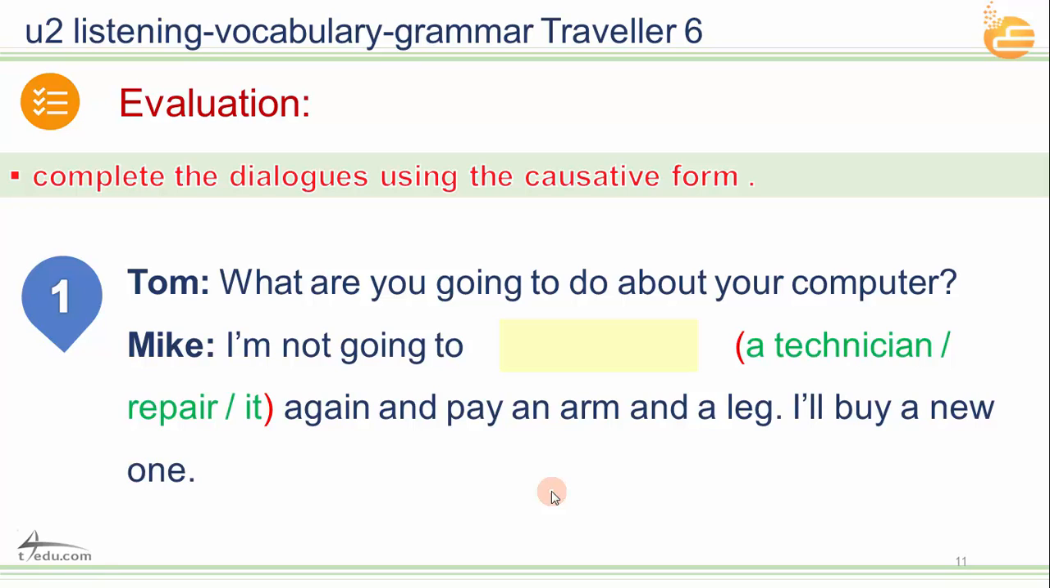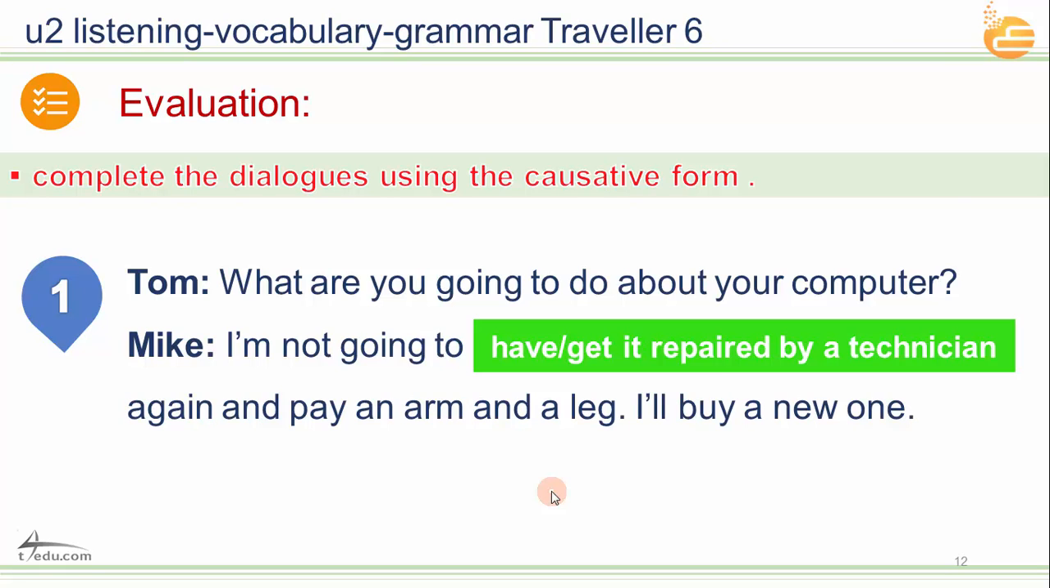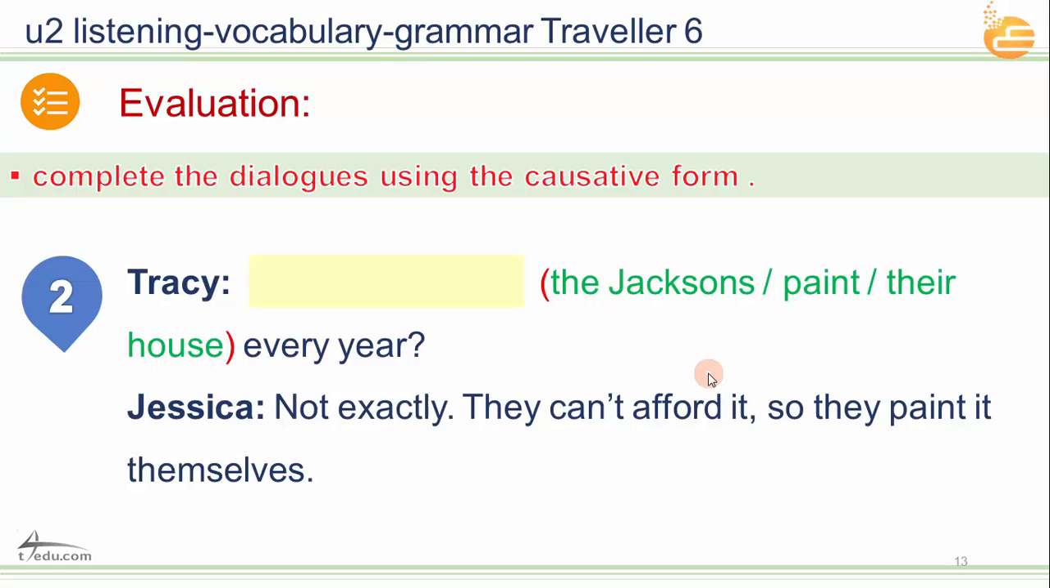So how are you gonna say, I'm not going to get it fixed by a technician, or I'm not going to get it repaired? Repair and fix are the same. We actually can say both. I'm not going to have it repaired, this is with the past participle, or I'm not going to get it repaired by a technician.